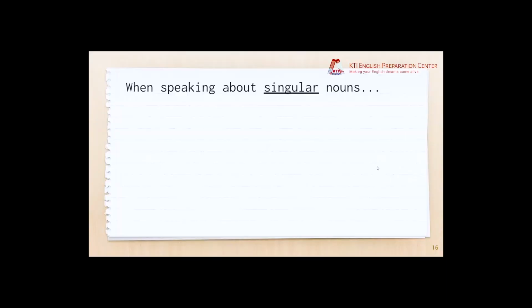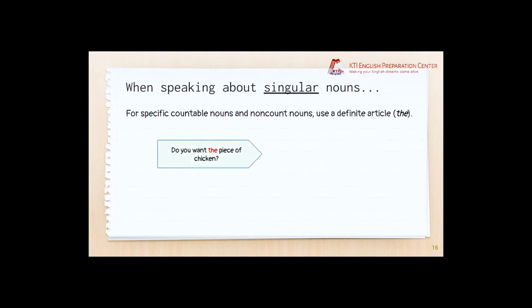Okay, when speaking about singular nouns, but specific ones, countable and non-count nouns, we use the definite article, the. So, do you want the piece of chicken? I might be at the dinner table asking my son, there's one left, right? One left in the pan. Do you want the piece of chicken? The one that's left, right?